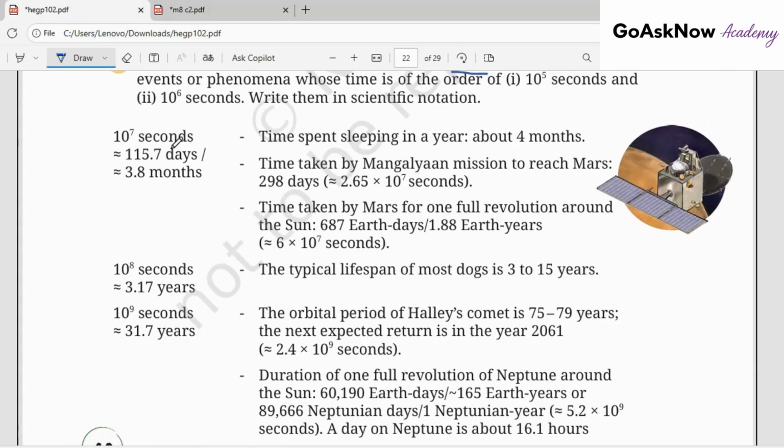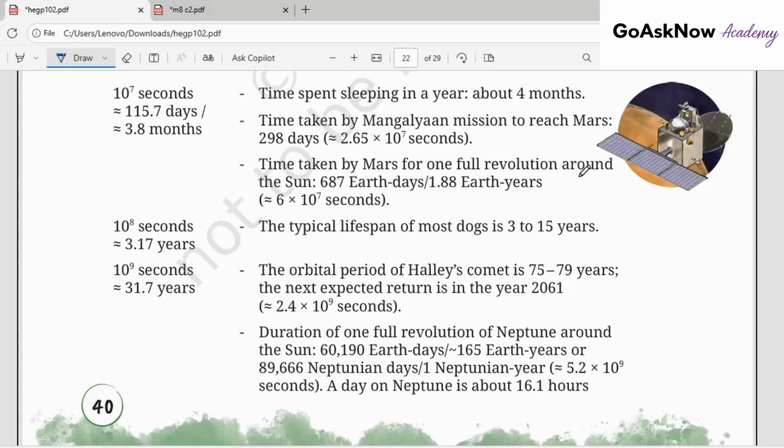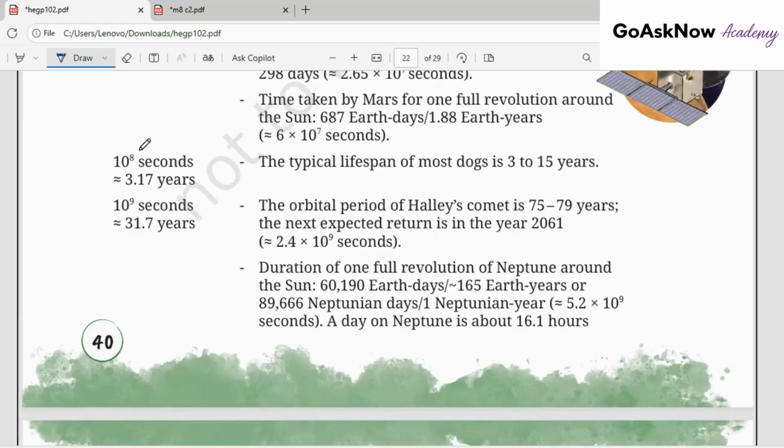Here 10 power 7 seconds, time spent sleeping in a year, about 4 months, that is approximately 3.8 months. Time taken by the Mangalyaan mission to reach Mars, 298 days, which is the time taken by Mars for one full revolution around the sun. 10 power 8 seconds is equal to 3.17 years. That is the typical lifespan of most dogs, 3 to 15 years.